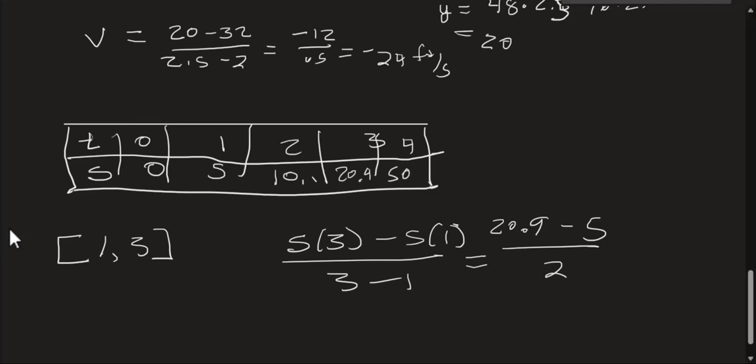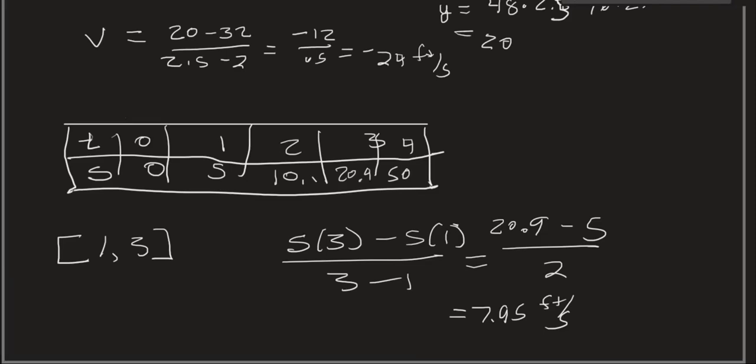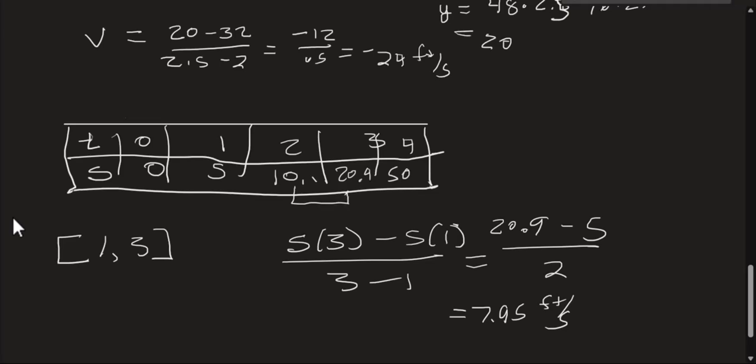7.95 feet per second. And then it asks you to estimate the instantaneous velocity when t equals 3. So you could find the average velocity from 2 to 3, from 3 to 4. You might also find the average velocity from 2 to 4, and maybe average those numbers together and see what you come up with. Feel free to use a graphing calculator to help you with your calculations, or Desmos.